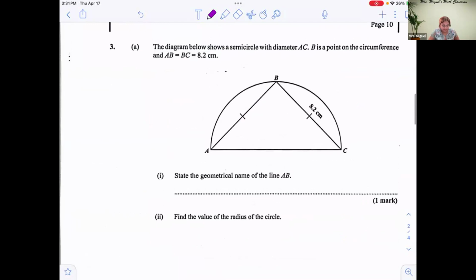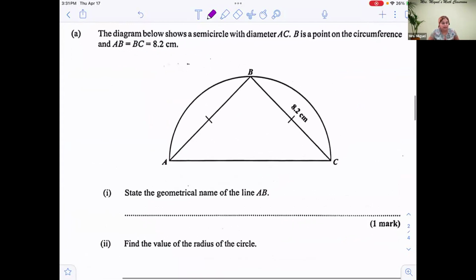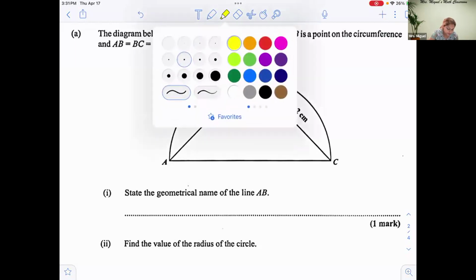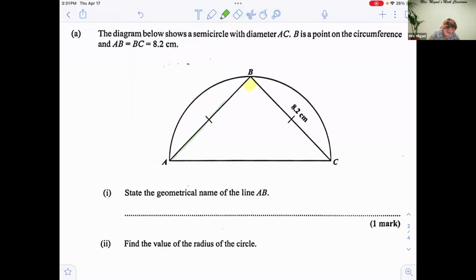In addition to that, here we have a triangle that is lodged somewhere in a circle. Now, doing circle theorems, we know that the angle in a semicircle is a right angle. So if the angle in a semicircle is a right angle, then ABC is a right angle triangle. They are asking for the geometrical name of AB.